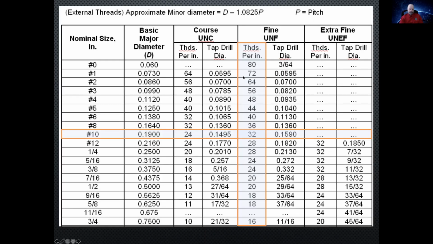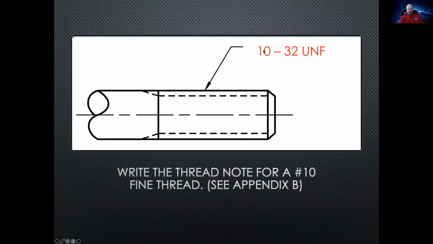So let's go back. It's a number 10, and we said fine. Okay, so here's the fine. So number 10, 32 UNF. Okay, so it's a number 10, 32, because it's fine. We got 32 threads per inch. If we wanted a coarse, it would be a 24. Okay, and then the rest of this is telling you where to find the other information you may need.